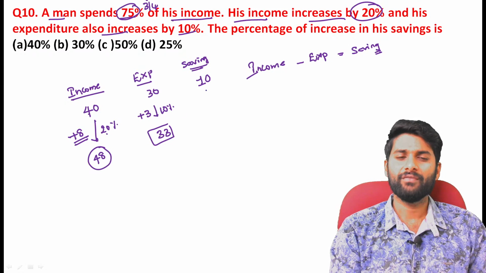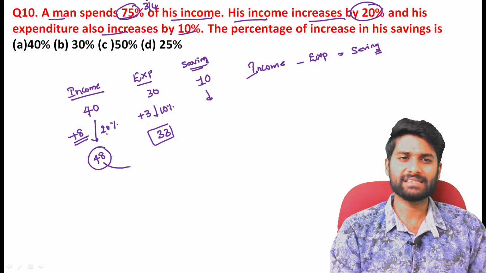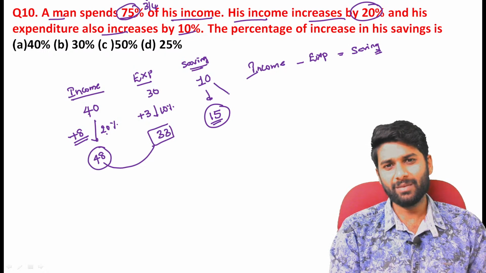What is our observation? We want the savings. See how we can get the savings? Income minus expenditure. So 48 minus 33, the value becomes 15. Now see, 10 becomes 15.